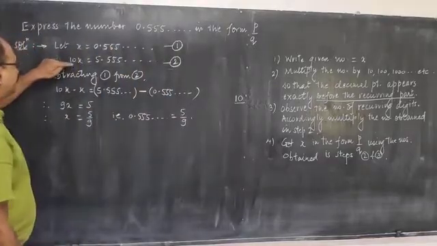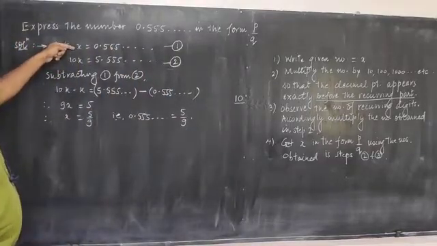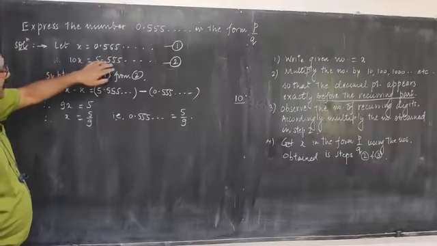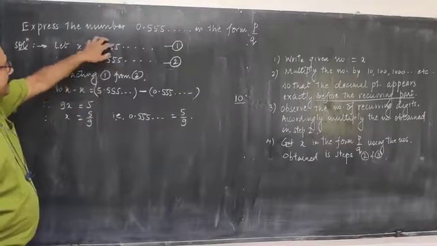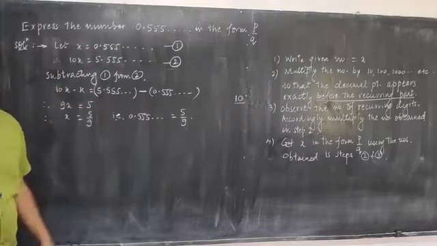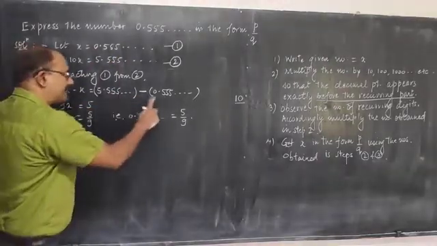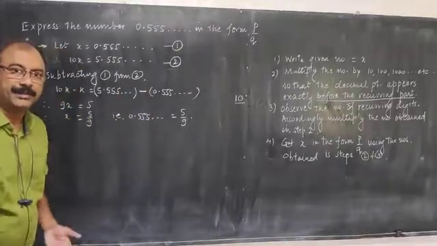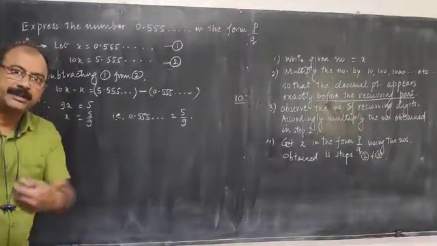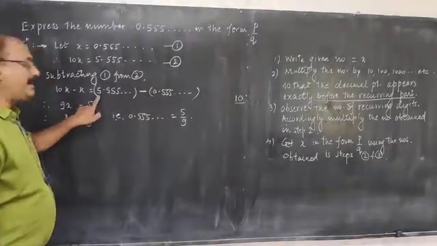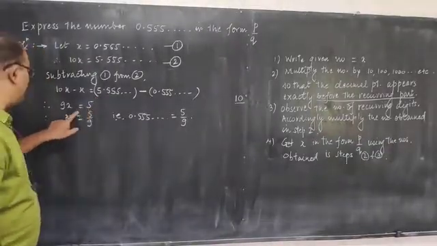What will I do? From this equation, I will subtract this equation. So 10x minus x, I have written here. On the right hand side, it will be 5.555 minus 0.555. If you do the actual subtraction, this part is the same, so when you subtract, it becomes 0. So what will be left? Only 5 will be left.